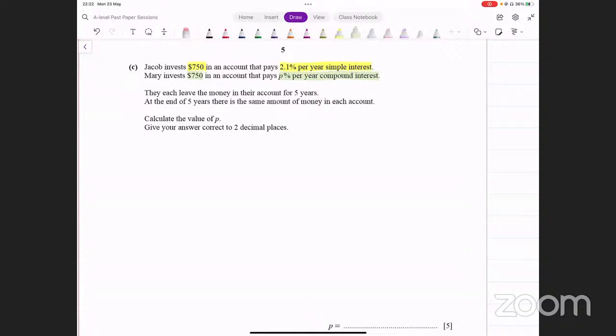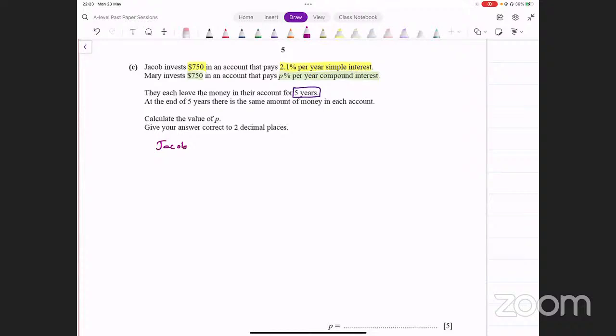तो दोनों 5 years के लिए invest कर रहे हैं. At the end of 5 years, there is the same amount of money in each account. तो उन्होंने same amount invest की और 5 years के बाद जो amount इनके account के अंदर है, that is also the same. That's also equal. Now we have to calculate the value of P and we have to give our answer correctly to two decimal places. अच्छा, सबसे पहले तो हमें पता है कि after 5 years, the total amount is going to be the same in both accounts. तो हम पहले Jacob का निकाल लेते हैं, because उसकी सारी information हमारे पास है.